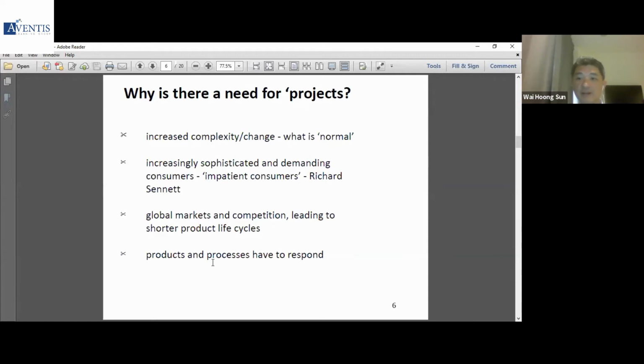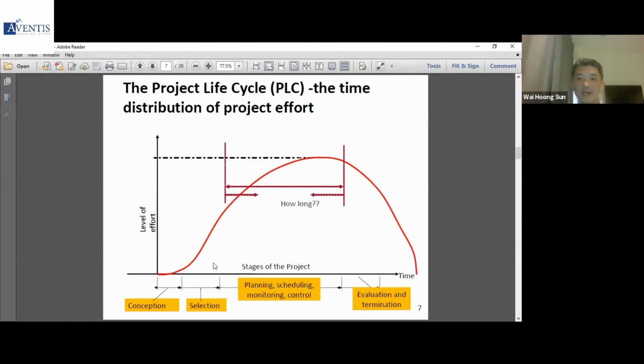So we have to look at how products need to be designed and how processes need to be modified so that we can respond to these increasingly demanding expectations. Now, this is the project life cycle. I think we hinted at this probably in the earlier slides.